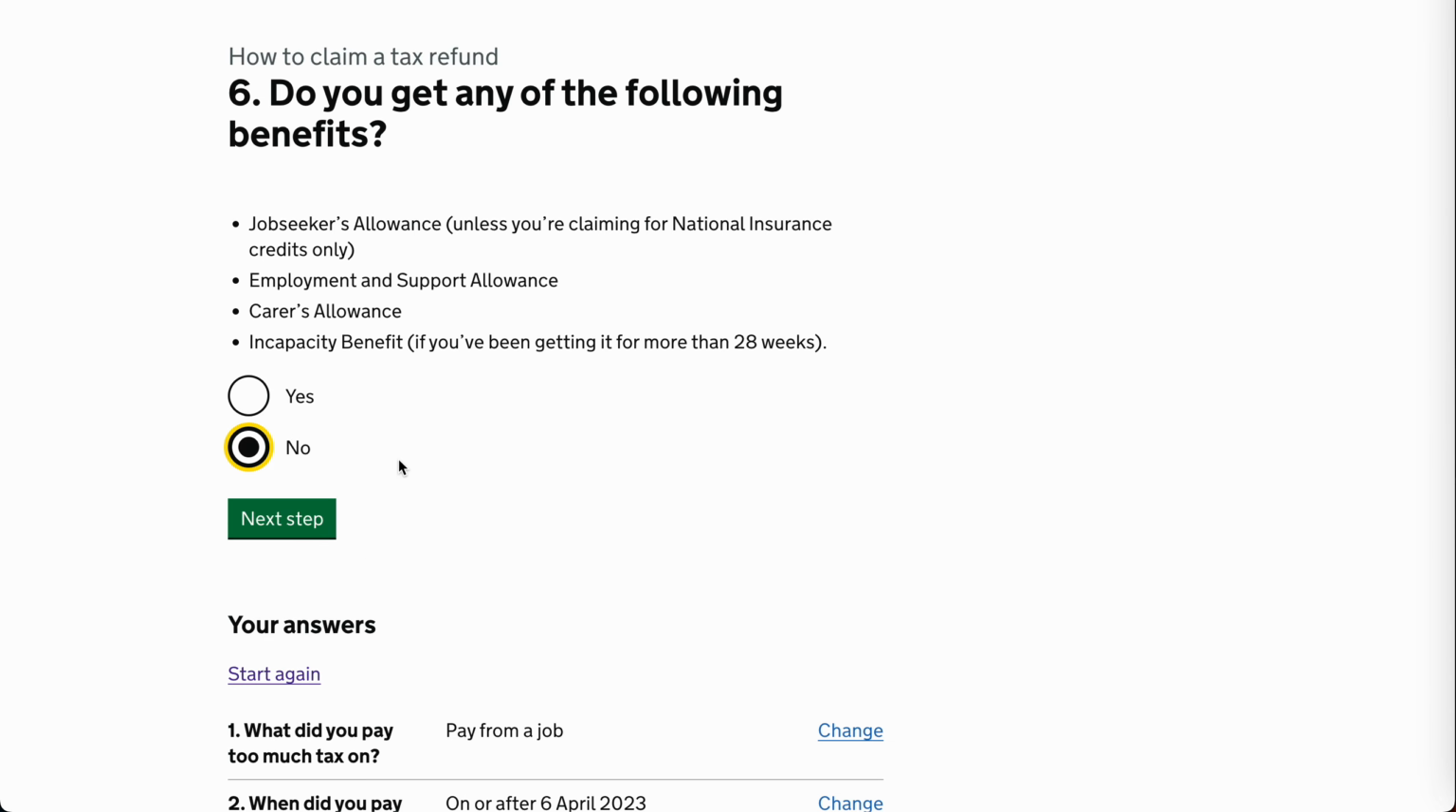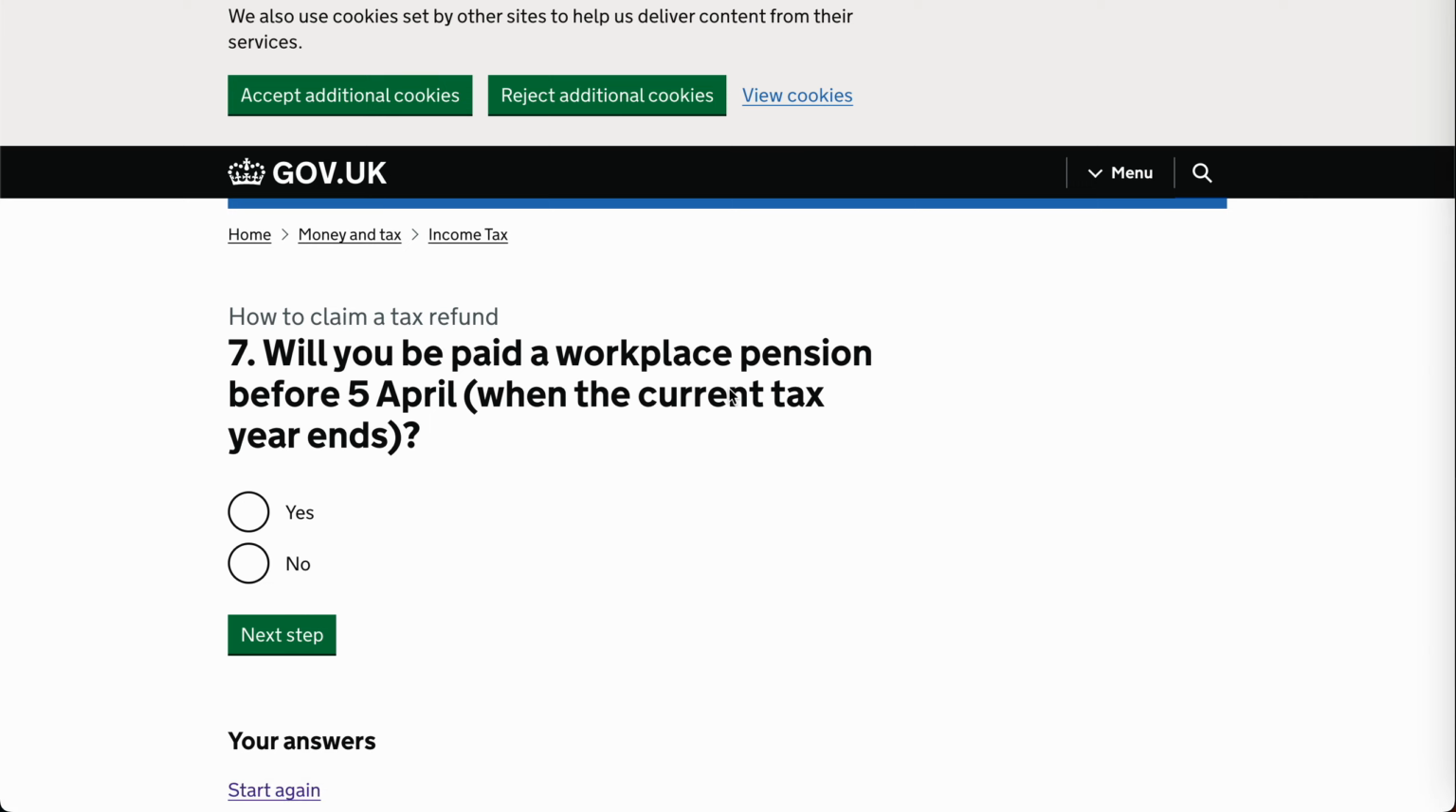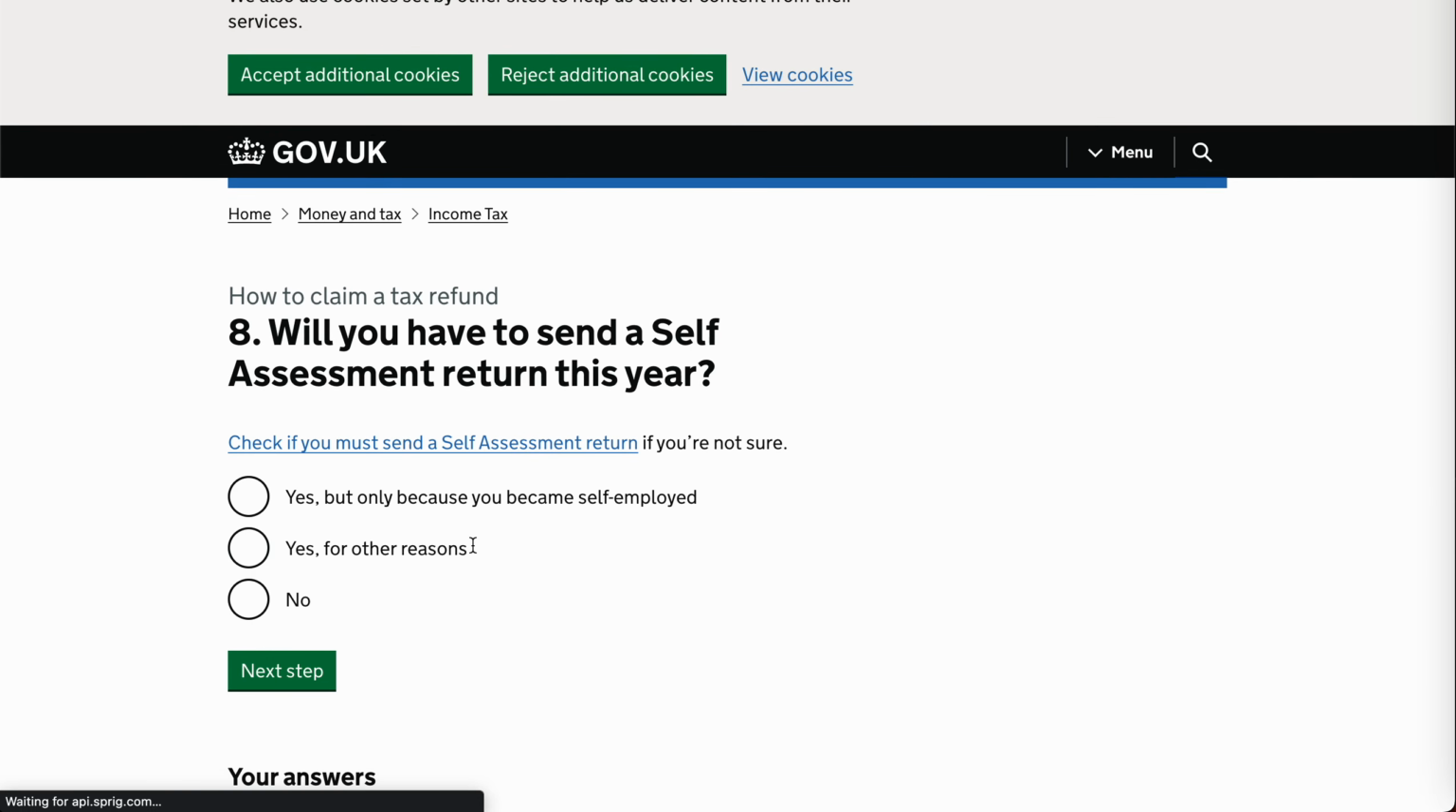Because of course, if you do have incapacity benefit or carer's allowance, I don't think you're entitled to as much of a rebate as if you didn't. So in this case, I'm going to say no. Will you be paid a workplace pension before April the 5th? This only makes sense when you're an older individual, and in this case, no. Will you have to send a self-assessment? Generally, if you earn, I think, more than £1,000, you have to do a self-assessment. So say yes, because you've become self-employed in this example.